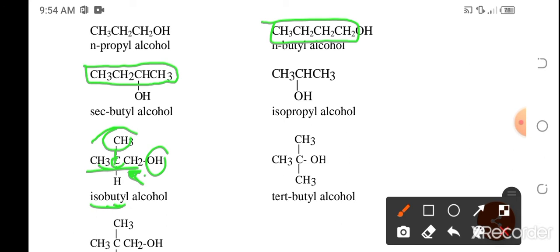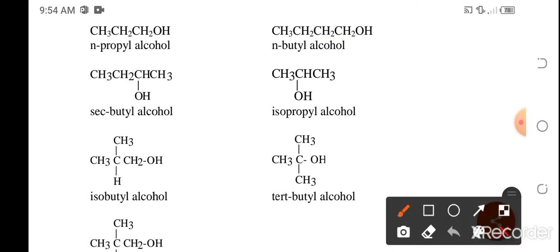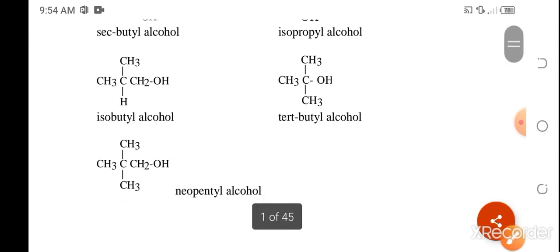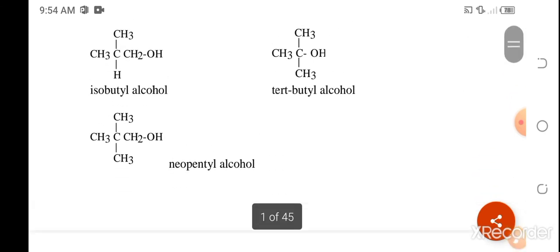Tertiary butyl naman, ang pinagkaiba ng tertiary butyl sa isobutyl, the hydroxyl group here will be attached on the center carbon atom. Pag tertiary. Pag isobutyl naman, dito siya sa edge naka-attach. Okay? So, ito yung tertiary butyl, and this one would be isobutyl, dito siya naka-attach. So, malaking difference.